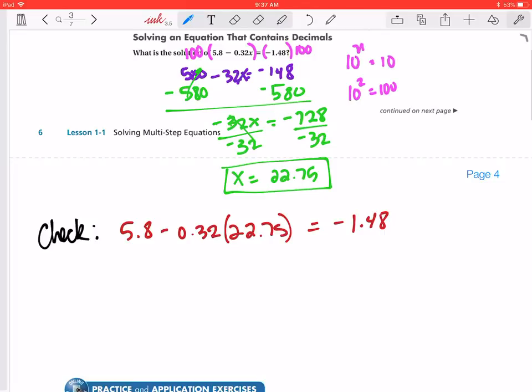Now remember, I'm going to distribute these two terms. Well, 5.8 minus 0.32 times 22.75 is going to give us negative 1.48, which is equal to negative 1.48, which is what we want in terms of solving this equation and checking it.